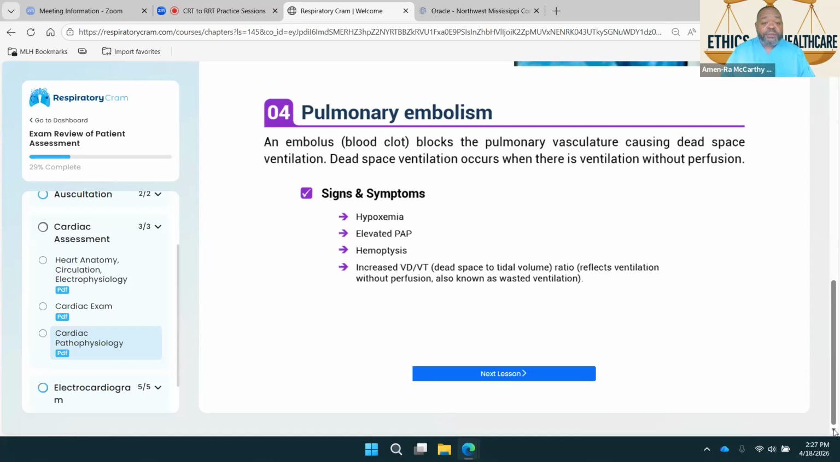An embolus, which is a blood clot, right, blocks the pulmonary vascular, causing dead space ventilation. Dead space ventilation occurs when there is ventilation, but no perfusion, right? Ventilation, but no perfusion. But if you have perfusion and no ventilation, that's shunt, right? And so when you think about the heart, if the blood returns from the superior and inferior vena cava, but can't get through the pulmonary artery, then that means no ventilation.